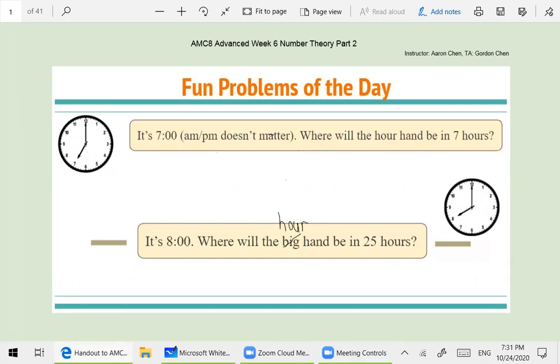If you don't know, for the second part of the fun problem of the day, the big hand is referring to the hour hand, not the minute hand.